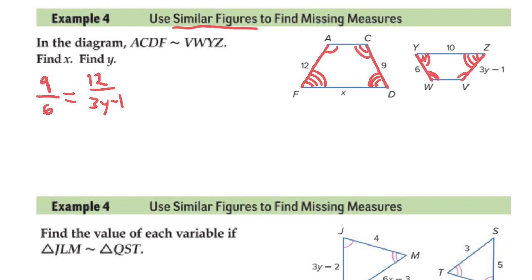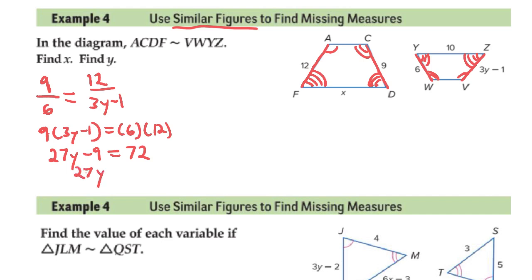All right, so now we have an equation of one variable, the variable y, and what we do is solve. We solve by cross multiplication. 9 times (3y minus 1) is equal to 6 times 12. All right, no problems here. This is 27y minus 9, distribute, equals, well, 6 times 12 is 72. Bring the 9 to the other side, you get 27y is equal to 81. Therefore, y must equal 3.